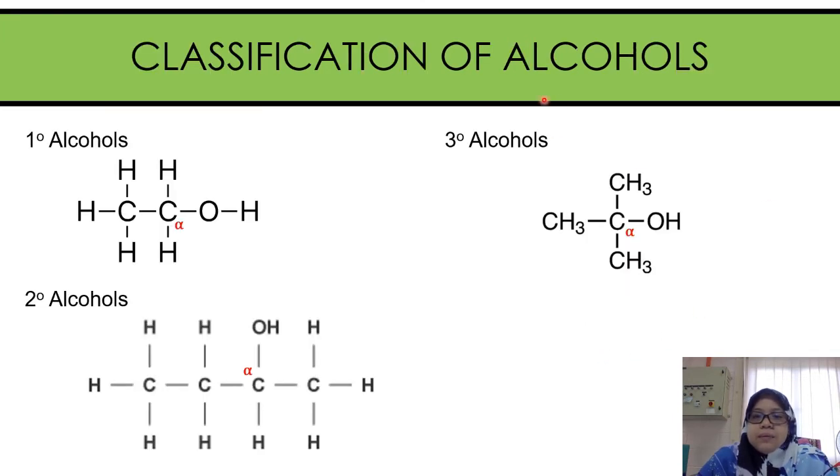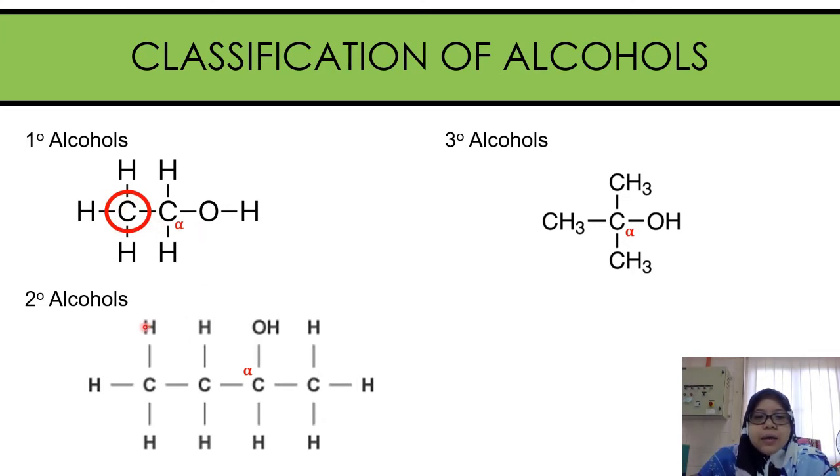Next, we go to the classification of alcohol. We have three classes of alcohol. The first one is primary alcohol, second, secondary alcohol, third, tertiary alcohol. So how do we classify the alcohol? We will look at the alpha carbon. For primary alcohol, our alpha carbon will attach to only one alkyl group, one carbon only.